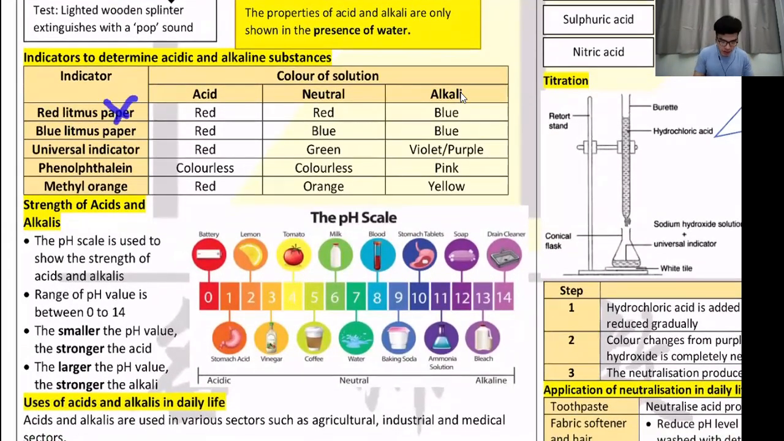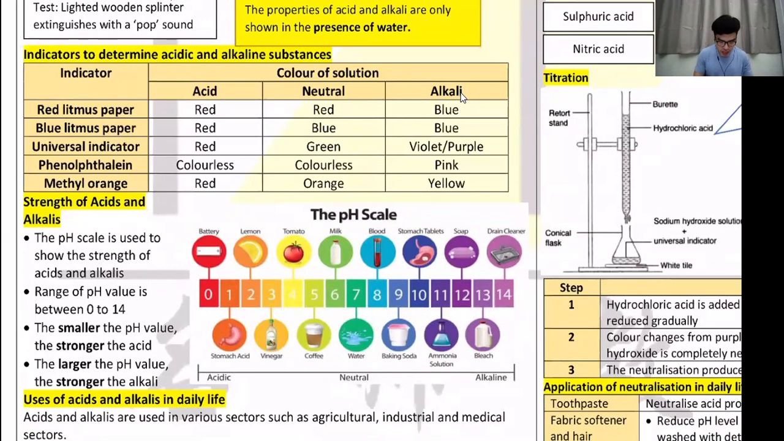Next, indicator. Litmus paper, we're going to ignore. This is not your concern. We have 3 indicators that you need to memorize. But for me, I would focus on universal indicator because this is the most commonly asked.